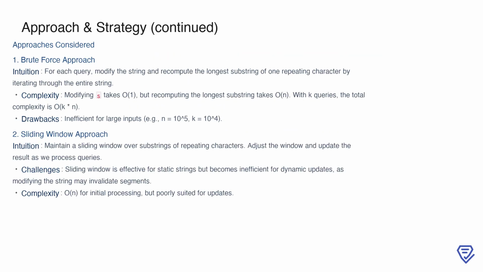When considering potential approaches to solve this problem, the brute force method is the most straightforward. Each query would involve modifying the string and then scanning through the entire string to find the longest substring of one repeating character. While simple, this approach is highly inefficient. For a string of length n and k queries, the complexity becomes O(k * n), which is impractical for large values of n and k.